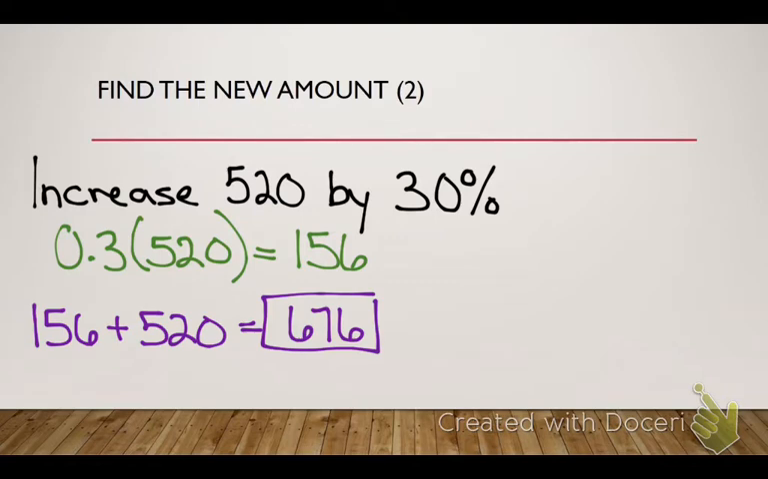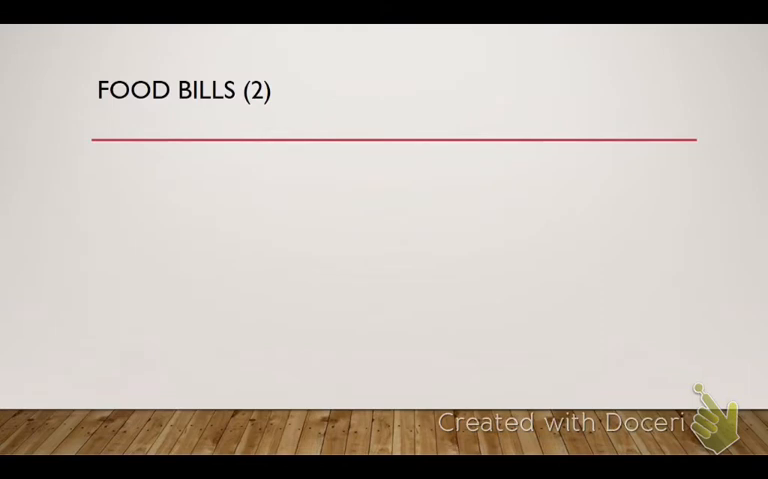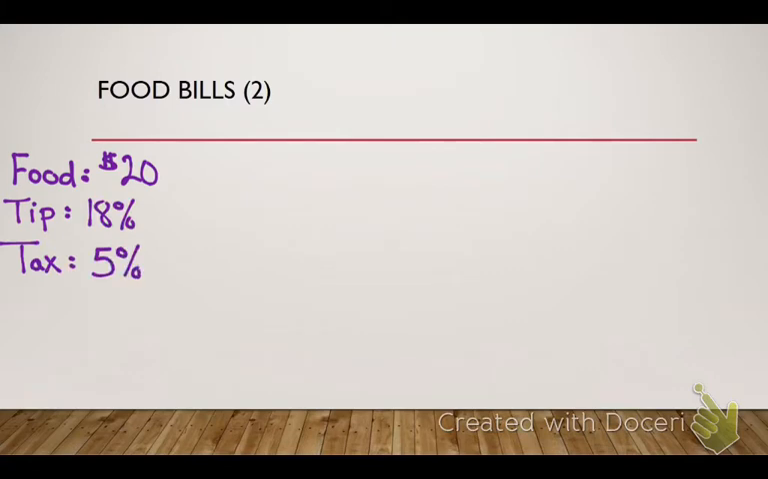All right, if I have a food bill that's $20. My tip is 18% and my tax is 5%. I need to find the total amount of money that I spent. So if I show up to the restaurant with only $20 in my pocket, I can't purchase food that's $20 because I won't have enough money for my tip or my tax. So we always have to take all three factors into account when we're trying to figure out how much we can afford to spend.